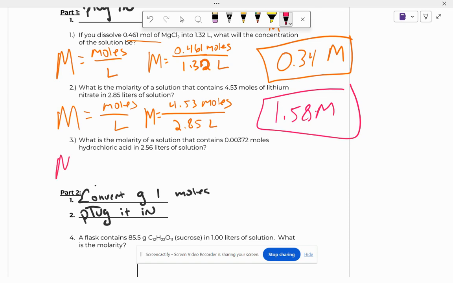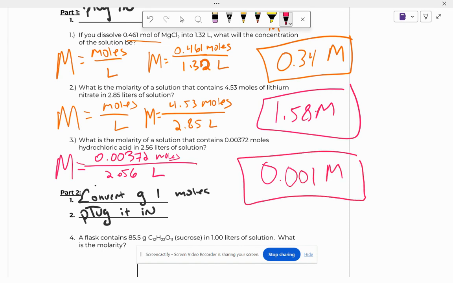What is the molarity of a solution? What'd you get, Spencer? 0.001 big M. Yeah? Is that it?